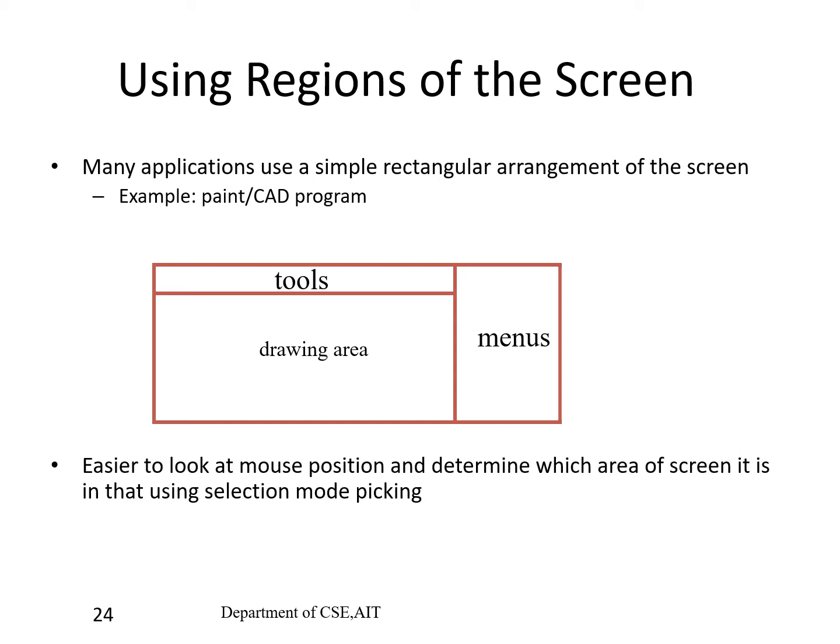Then also we can make use of tools or menus for selecting one particular region where the object has to be picked. So when we are using a mouse, it is very easy to look at the mouse position by taking its x and y value, and then we can go for the area of the screen from which I can go for selection mode picking.